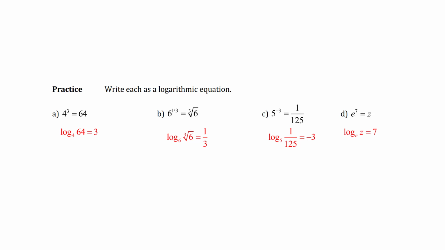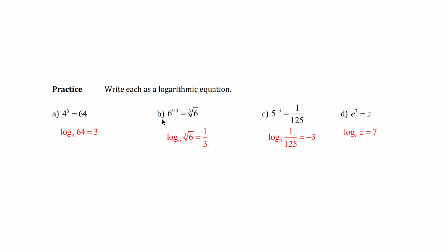Alright, so let's go over the solutions. For part A, we start off with the base of the logarithm, which is 4. The value in front of the logarithm is 64, and the logarithm is always equal to the exponent, which is 3. So we have log base 4 of 64 equals 3.